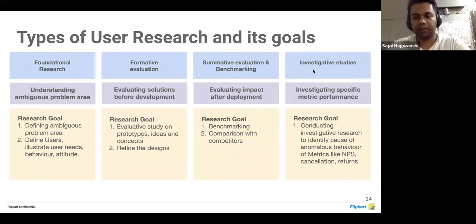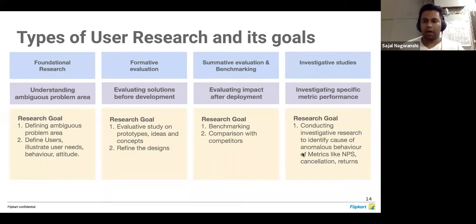And lastly, you do investigative study when you think that some of the metrics are performing anomalously. What do I mean by that? If you launch a product and the NPS went down by significant margin, or maybe the cancellation rates increase, or the return rates increase, or any other product metric that is a concern for you, then you want to understand why that happened. So these are the 4 types of research methods.